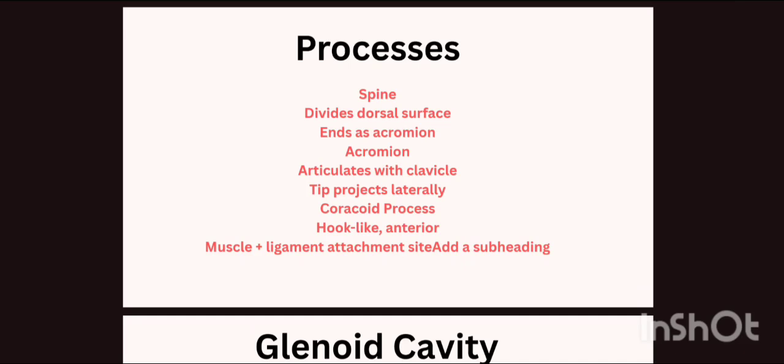Spine of scapula, the big ridge. Acromion process forms the roof of the shoulder. Coracoid process, the small curved hook in the front. Coracoid process is like a muscle party area, lots of muscles attached here: pectoralis minor, short head of biceps, coracobrachialis.